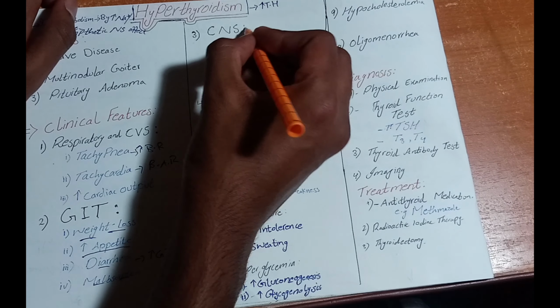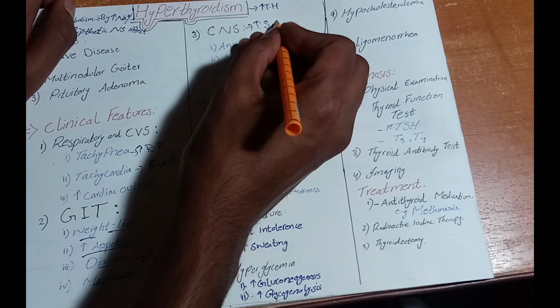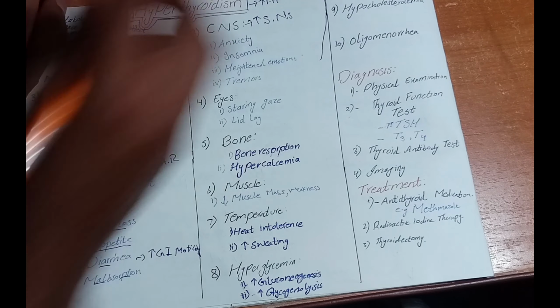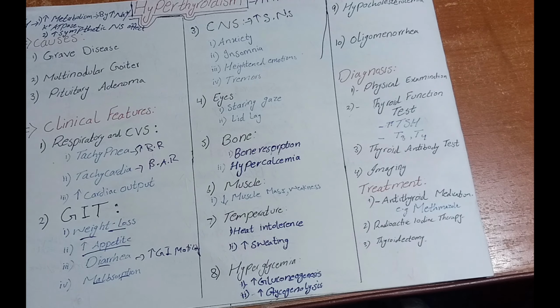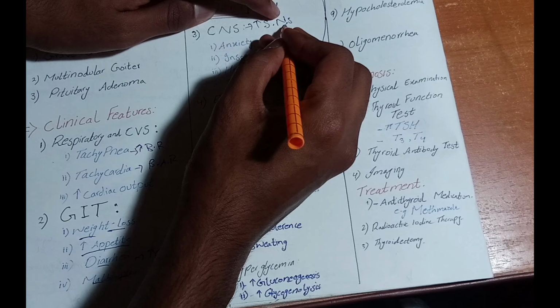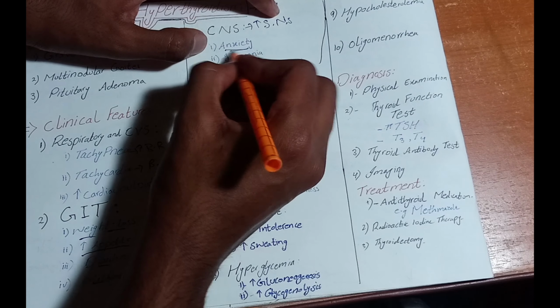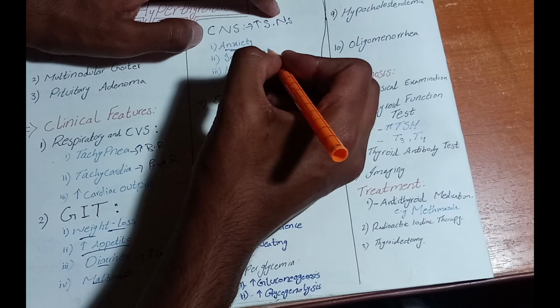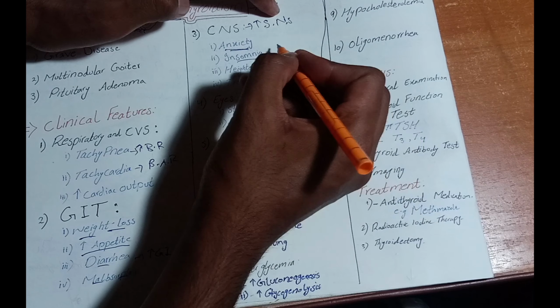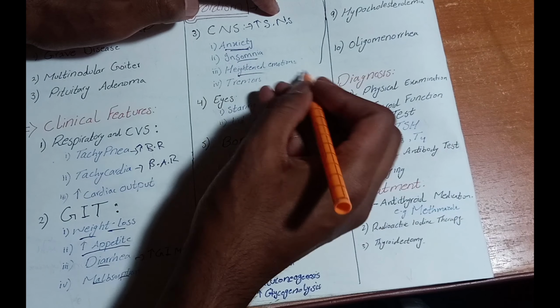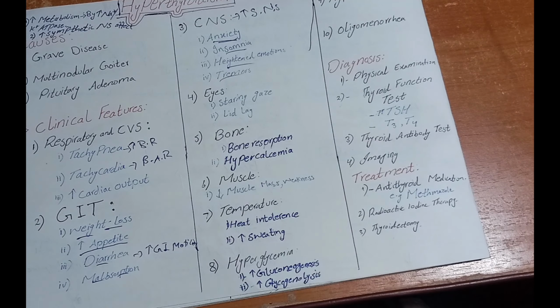CNS effects occur due to the increased effect of the sympathetic nervous system. As we know, thyroid hormone increases the effect of the sympathetic nervous system in the body. In the CNS, when the sympathetic nervous system effect increases, this will lead to anxiety and insomnia, which we call difficulty in falling asleep, and heightened emotions and tremors occur in the patient.